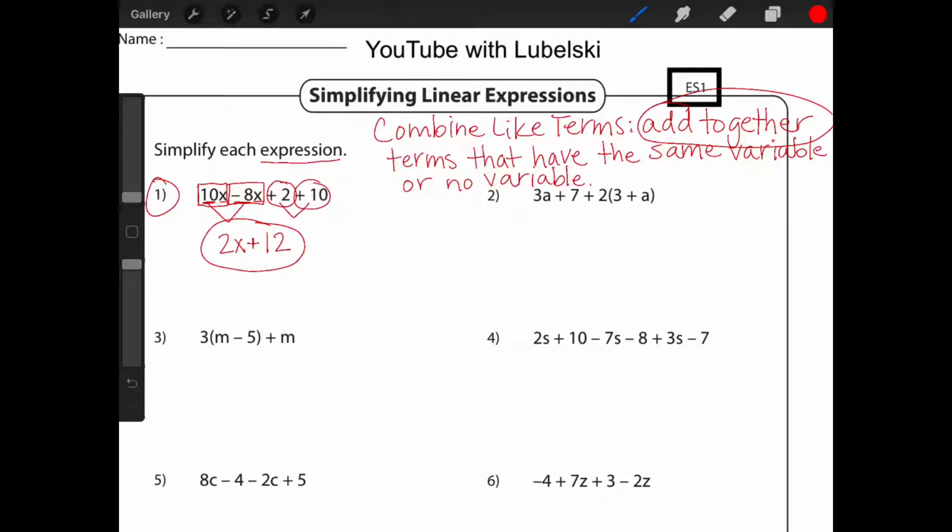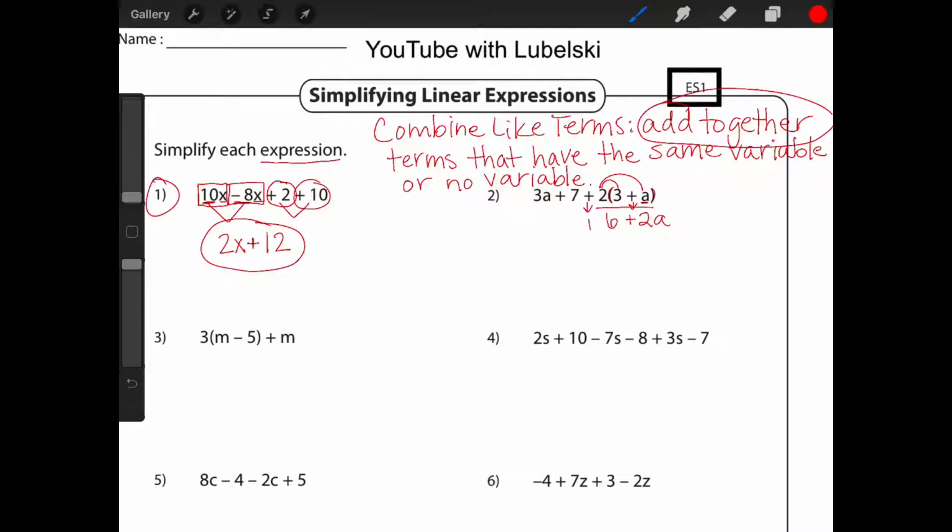Number 2, I've got one extra step here, and that's the distributive property. I have 2 times everything inside the parentheses. Now, because that a is a variable, I don't know what it is, so I'm going to multiply 2 times 3 is 6, and I'm going to drop it down. Plus, I'm going to drop down my addition sign. 2 times a is 2a, because we don't know what the a is.